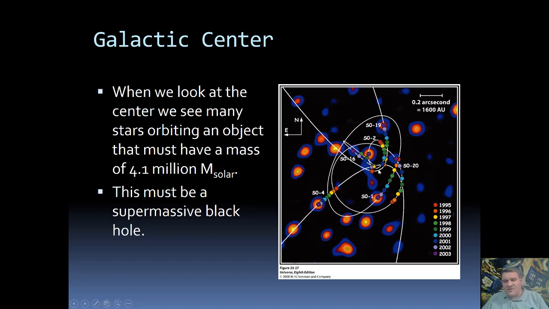Notice that all of these stars are orbiting something right here at the center of this image. We don't actually see anything there, but based off of how these stars are moving, whatever is there has to have around 4.1 million solar masses. So what's something that has tons and tons of mass that's not giving off any light? Supermassive black hole. This is the location of the supermassive black hole at the center of our galaxy. It is known as Sagittarius A star. Sagittarius because it's in the constellation Sagittarius, which is towards the center of our galaxy.